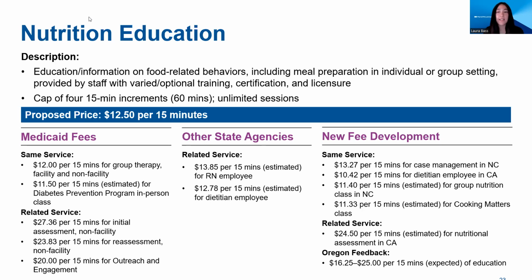We'll talk about MTM assessment on a different slide, but essentially the provider can bill as many 15-minute increments as are appropriate based on the time spent providing the service. And there's a broad variety of services here, no requirement for specialized providers. So we've got a whole bunch of data points down here, starting with Oregon Medicaid that already pays for members to have things like group therapy and diabetes prevention program classes, which we expect use staff with similar qualifications as those that would provide nutrition education to HRSN members. These services are currently paid $11.50 to $12 per 15 minutes.